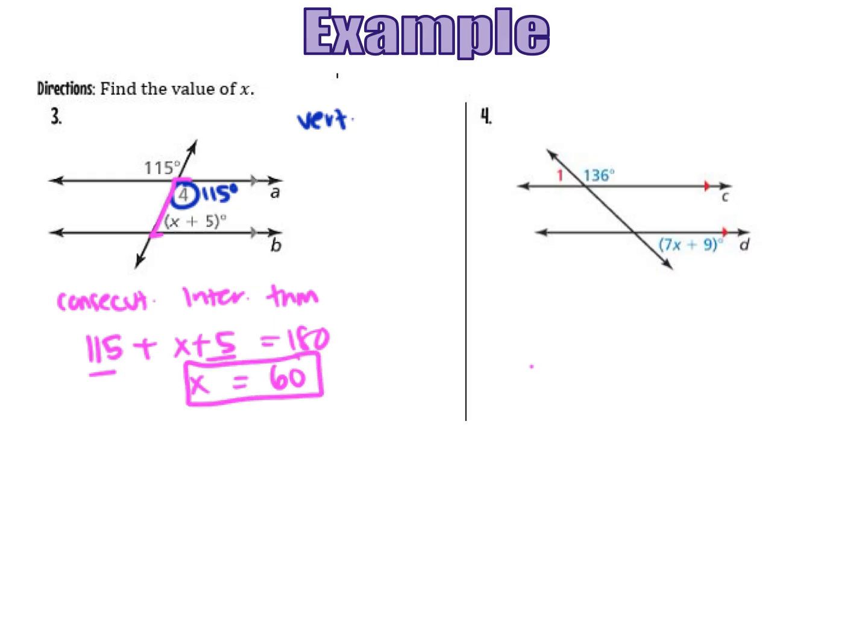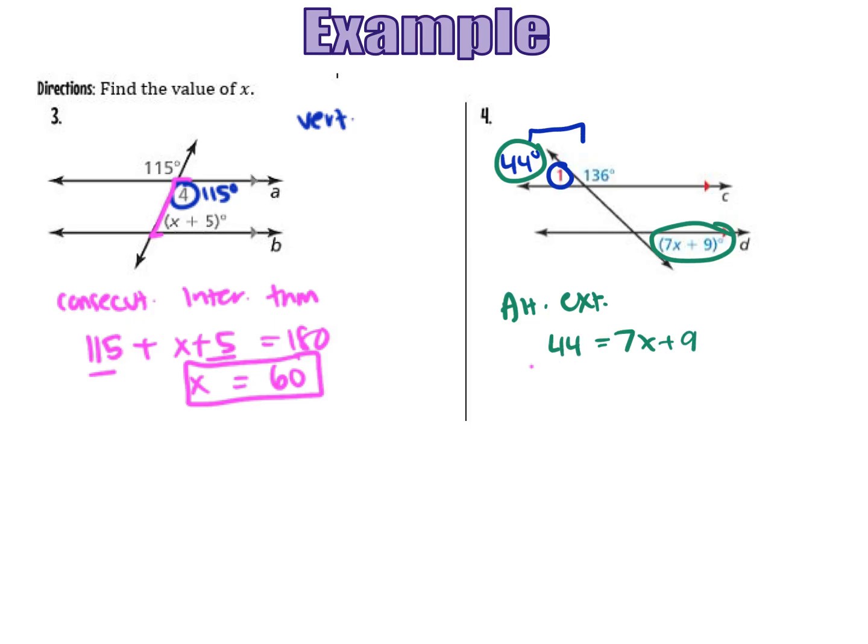For problem number 4, I can determine that the measure of angle 1 is going to be 44 degrees because these two angles form a linear pair, and that linear pair must add to be 180. So 180 minus 136 is 44 degrees. Again, there are different routes to go about. Once I have done that, I now have alternate exterior angles, and they are equal according to the alternate exterior angle theorem.